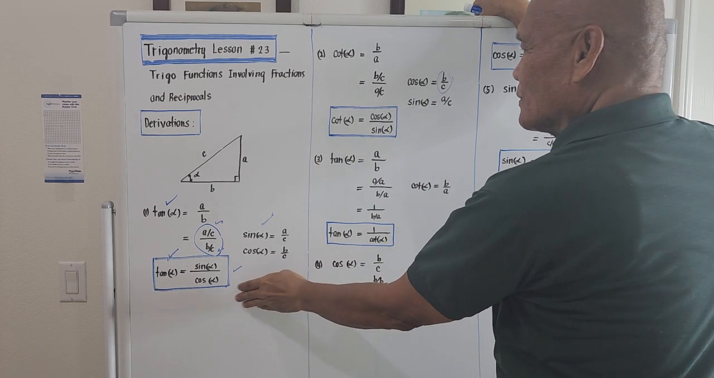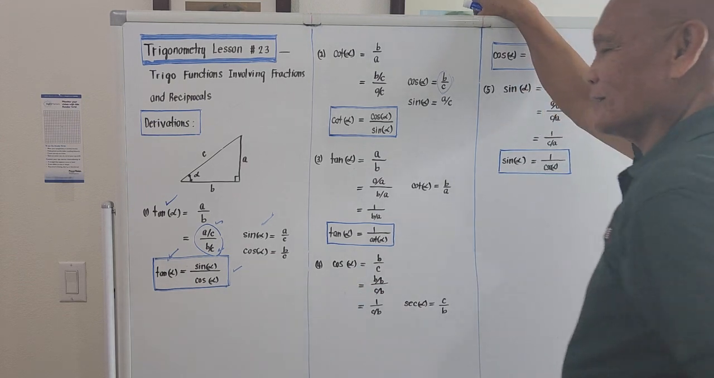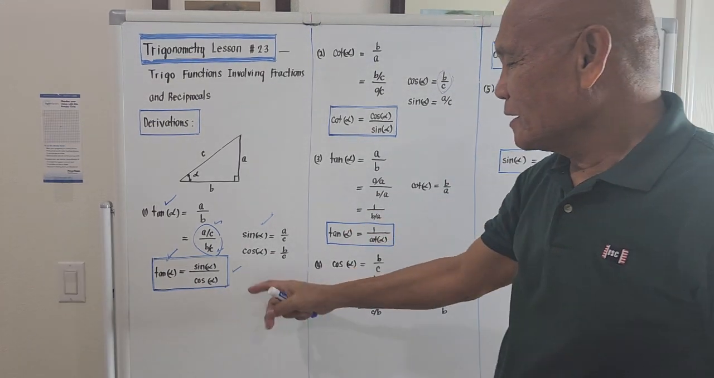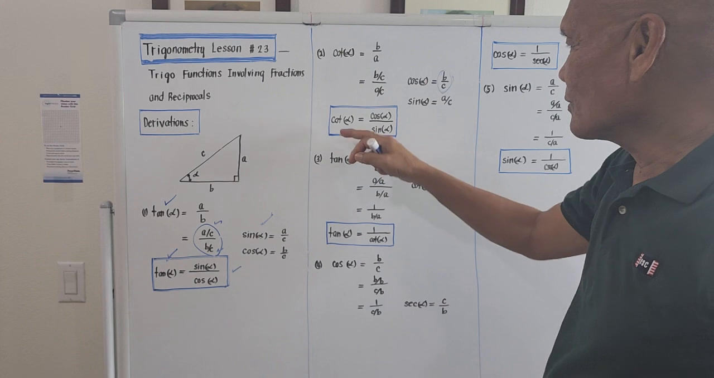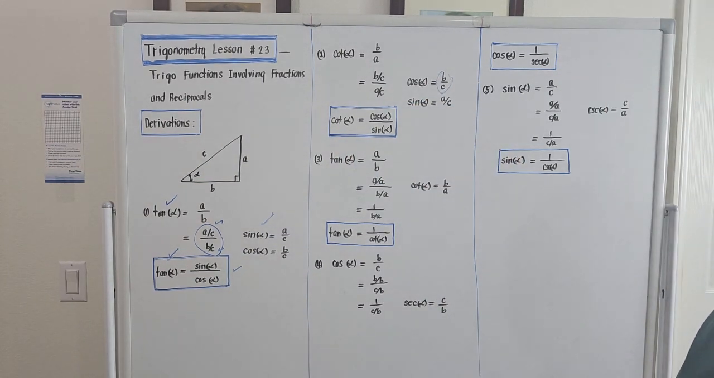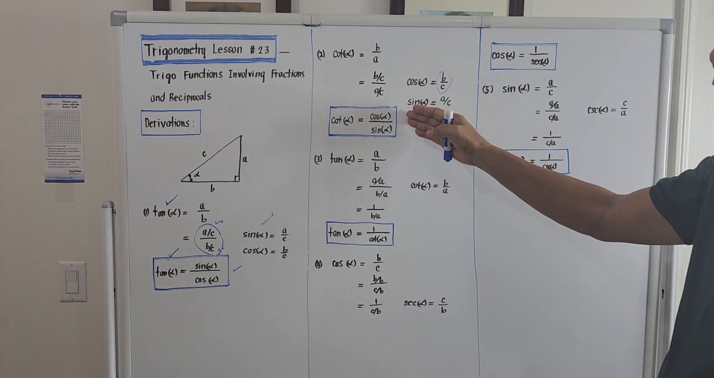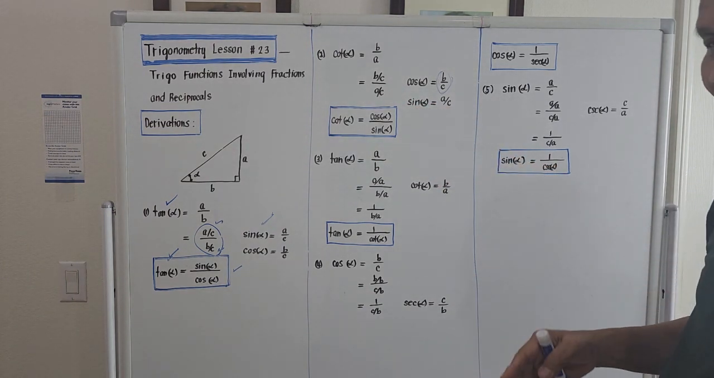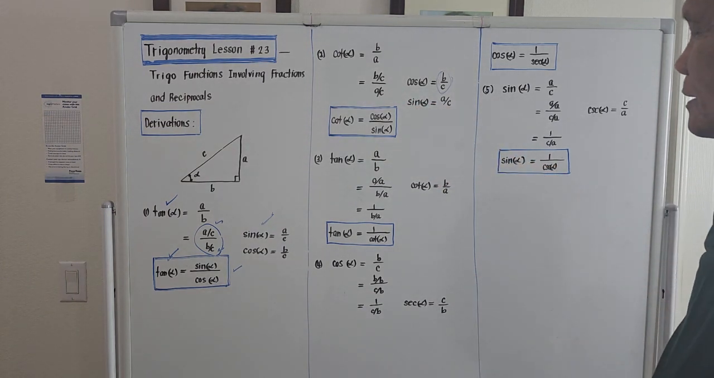It's the reciprocal of this, right? So for tangent, it is sine over cosine, and for cotangent, it should be cosine over sine. Okay? We needed this one in the so-called problems involving trigonometry.